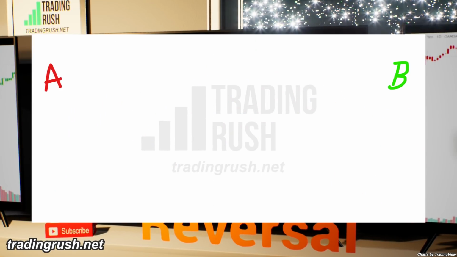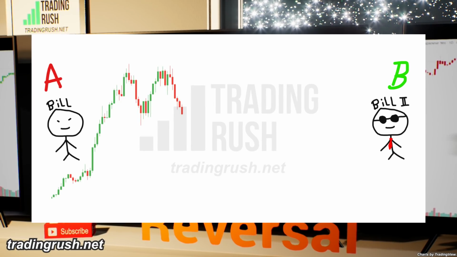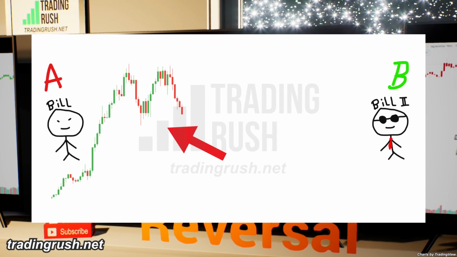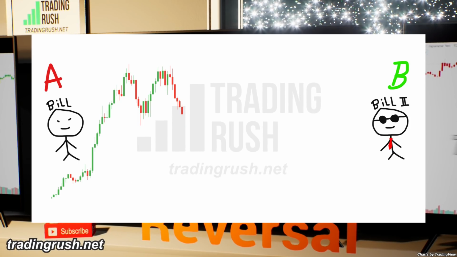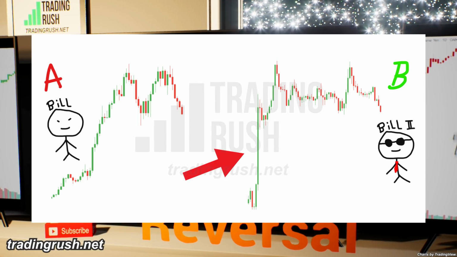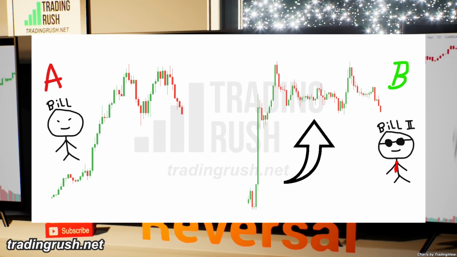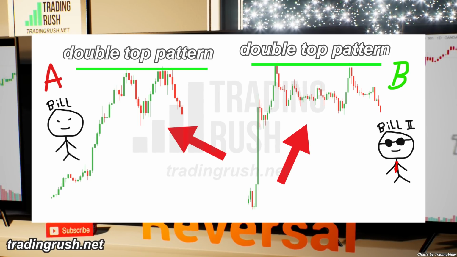For example, let's say Bill the First wants to make money as a reversal trader. He finds a stock or forex pair where market is in an uptrend. Similarly, there is Bill the Second, who also wants to trade the reversal. He finds a different pair that is also trending upwards. At first glance, both of these charts look very similar to each other.